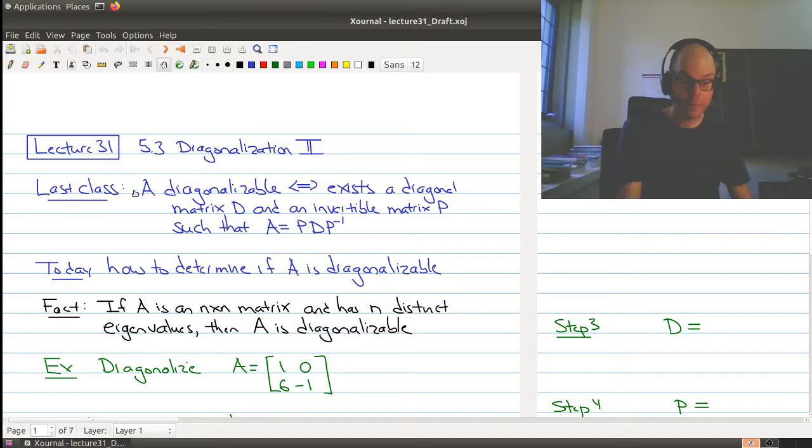Anyway, what we did in the last class was we looked at when a matrix was diagonalizable. So diagonalizable means that there exists a diagonal matrix D and an invertible matrix P such that A can be written as P times the diagonal matrix times P inverse. And today what we want to do is determine when a matrix A is diagonalizable. So that's our starting point, and we're going to learn how to diagonalize a matrix. We did a little bit last lecture. We're going to finish this up in today's lecture.